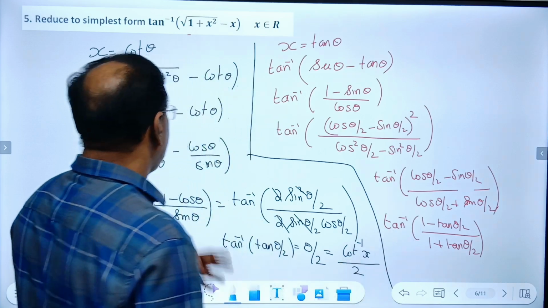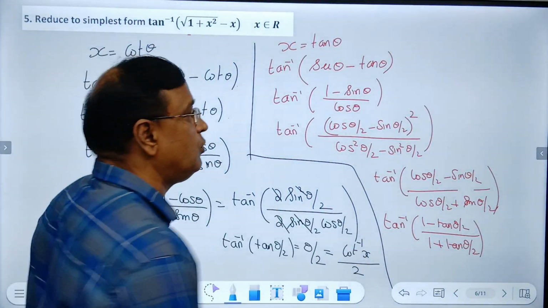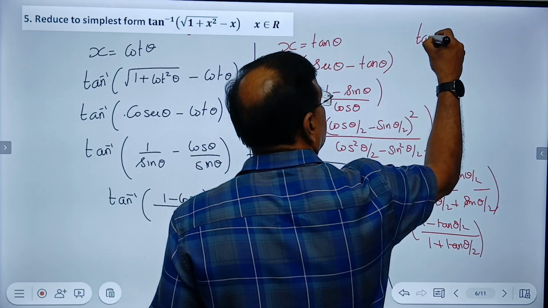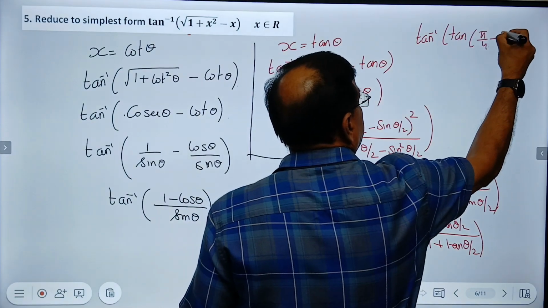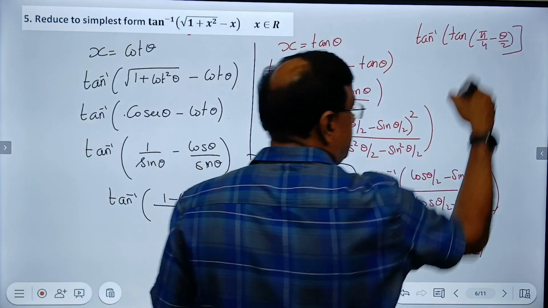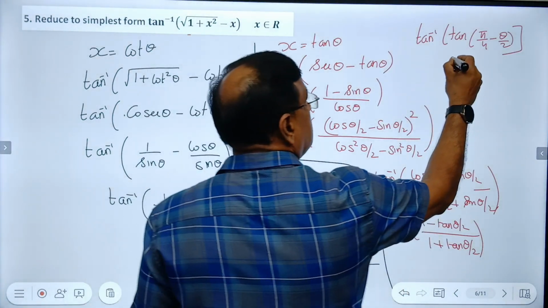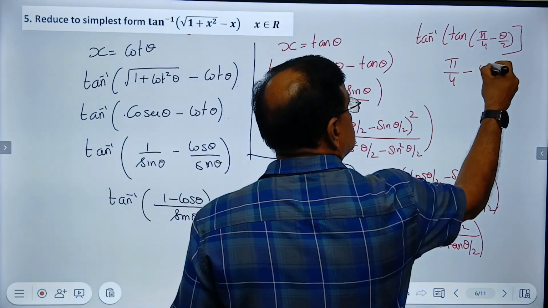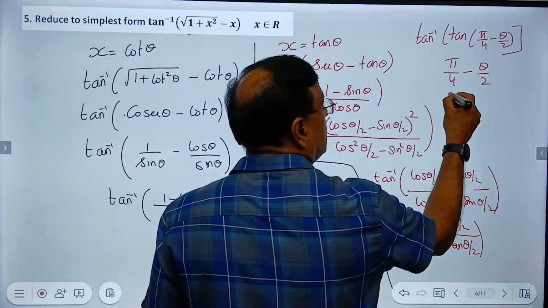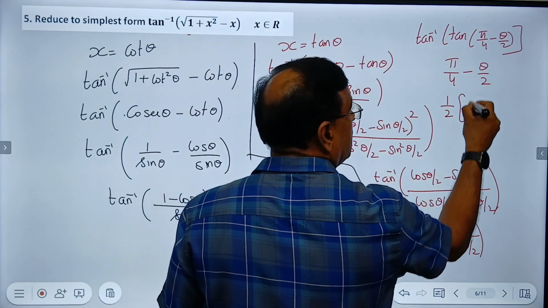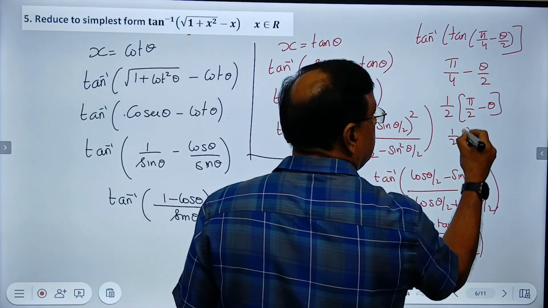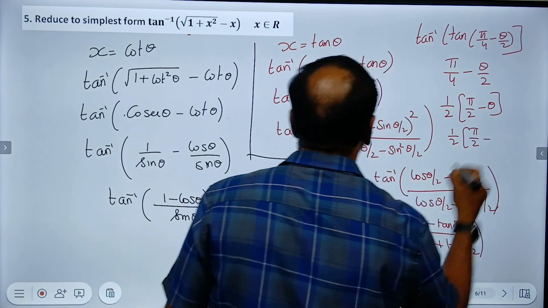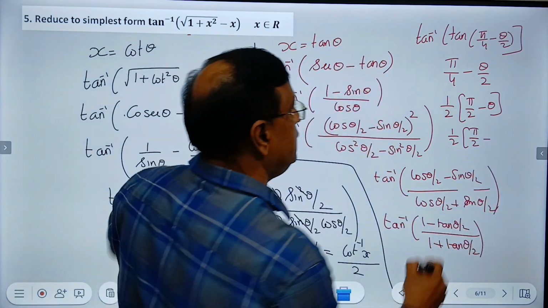So if I repeat that process of writing this as pi by 4 and all that, you will get tan inverse of tan pi by 4 minus theta by 2. Which is nothing but pi by 4 minus theta by 2. From this I'll take 2 outside. What do you get? Pi by 2 minus theta. What is pi by 2 minus, what is theta? Theta is tan inverse of x.